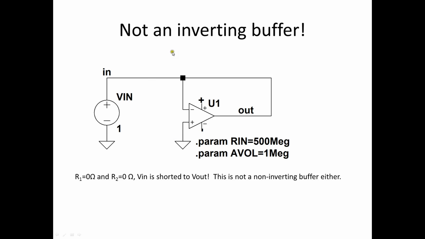This is not an inverting buffer. And here's why. R1 is 0, okay, and R2 is 0. V in is shorted to V out, and so it's not really buffering at all. There's nothing in between V in and V out. It's just the same wire. And so it's not a non-inverting buffer either. It's just a short.